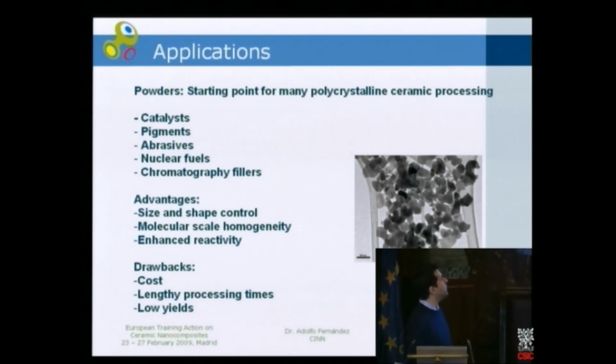Powders, as I described during the presentation, are the starting point. For example, powders are the starting point for many polycrystalline ceramic processes, and by the sol-gel method it's possible to obtain very advanced fine ceramic powders that cannot be obtained by other methods. They can be used as catalysts, pigments, abrasives. For example, high purity is a critical aspect for nuclear fuels. And they are also used for chromatography fillers. And the advantage is the control of the size and the shapes and the homogeneity at the molecular scale. And these powders can also have enhanced reactivity.